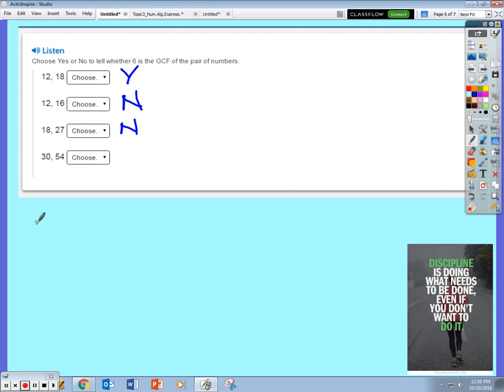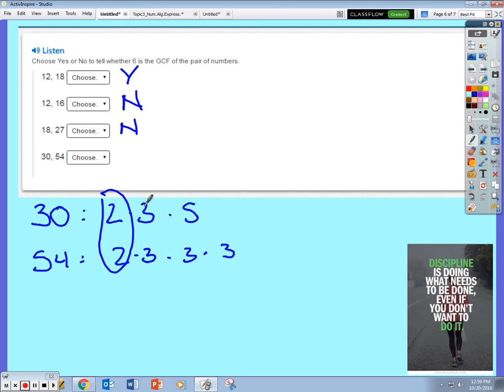And the last one, 30 and 54. What times what is 30? Yes, that's right, 5 times 6. And 6 is 2 times 3, and then we times that by 5 to get our 30. 54 is 6 times 9. 6 is 2 times 3, and 9 is 3 times 3. 2 and 2, 3 and 3. 2 times 3, because there's no other factor pairs in common, so for GCF we get rid of them, equals 6. That would be a yes.